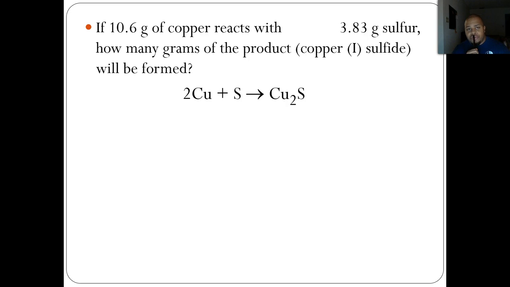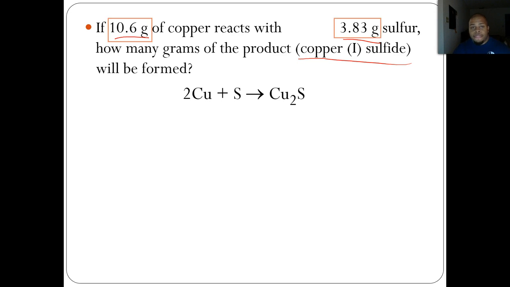Let's look at the example we have here. If 10.6 grams of copper reacts with 3.83 grams of sulfur, how many grams of the product, copper 1 sulfide, will be formed? Now, note that I said you have 2 different quantities of the substances. That means we have to do two different tables. Now, in each of these cases, we're going to compare them to the same product.